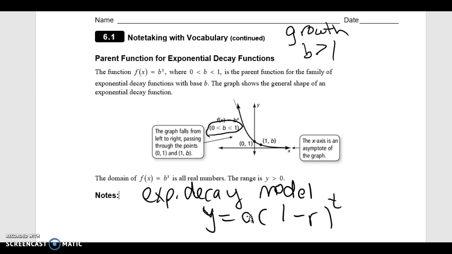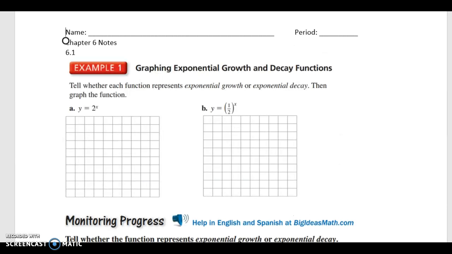Now let's look at examples 1, 2, and 3. So let's move to our notes packet. The first thing we want to do is look at the two equations and decide if they're representing exponential growth or decay, and then we'll graph. To decide growth or decay, you want to look at the base number, and in A, the base is 2. And 2 is greater than 1, so this is going to represent a growth.